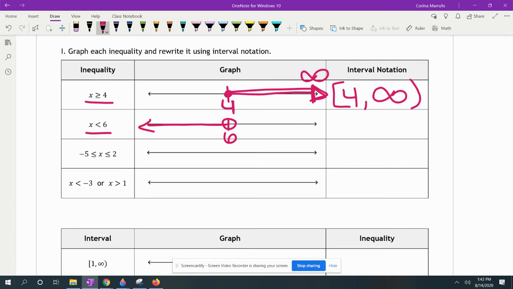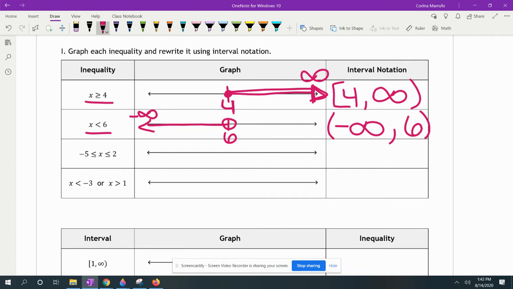Then we write this as an interval. Remember, we need to go from left to right. Over here on the left side is negative infinity, so we are going to write negative infinity, and it goes all the way up to 6. We will never touch negative infinity, and 6, because it is not equal to 6, is unbounded. So we use a parenthesis on that one also. All right, the next one.